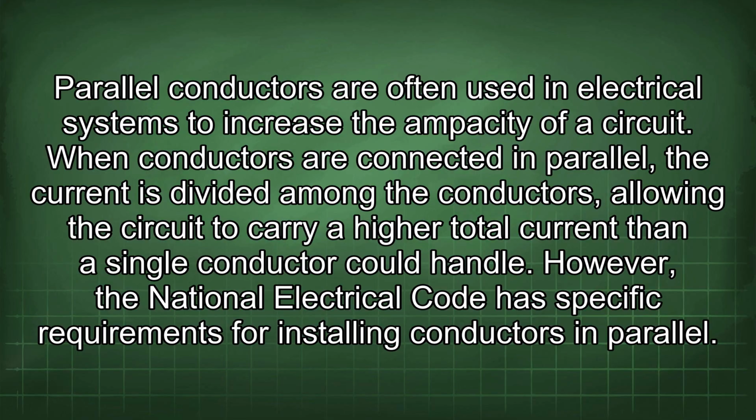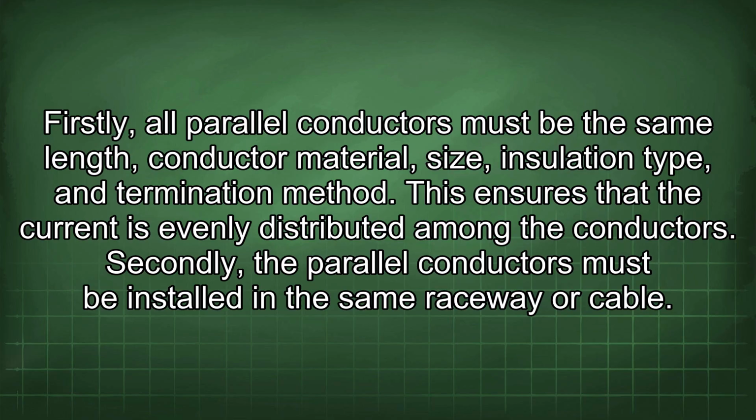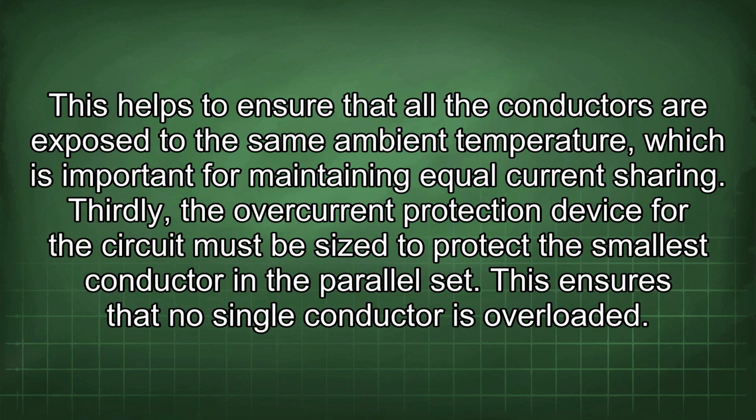However, the National Electrical Code has specific requirements for installing conductors in parallel. Firstly, all parallel conductors must be the same length, conductor material, size, insulation type, and termination method. This ensures that the current is evenly distributed among the conductors. Secondly, the parallel conductors must be installed in the same raceway or cable. This helps to ensure that all the conductors are exposed to the same ambient temperature, which is important for maintaining equal current sharing. Thirdly, the overcurrent protection device for the circuit must be sized to protect the smallest conductor in the parallel set. This ensures that no single conductor is overloaded.